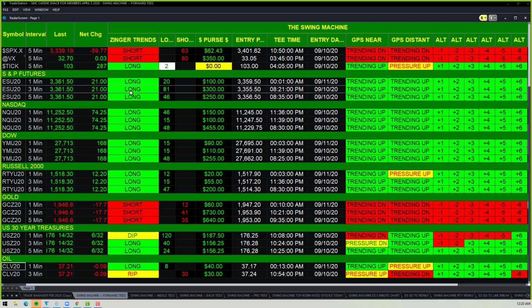This 3 minute went long 81 3-minute segments ago, and you'd be up $300. The entry price was $3,355.50 at 8:21, and that was today. And this gives you the trend information. Similarly, if you had gone on the 3 minute on the NQ, you'd be up 70, 90, 55, and even 730 on gold. You could choose any one. Now we have a format that we like to use, the 1 and the 5.